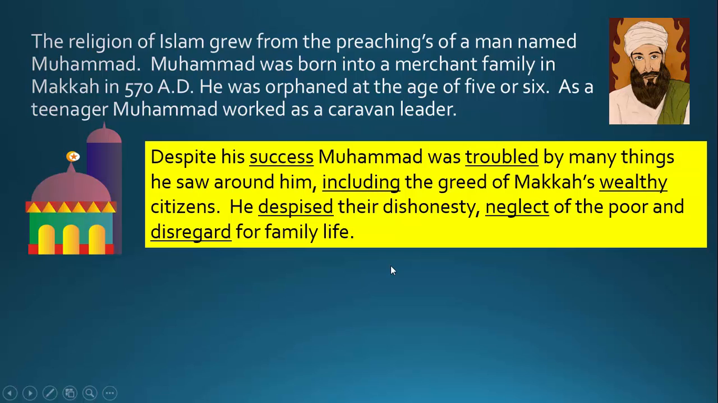Despite his success, Muhammad was troubled by many things he saw around him, including the greed of Makkah's wealthy citizens. He despised their dishonesty, neglect of the poor, and disregard for family life. Pause your video now to fill in the guided notes from this page.